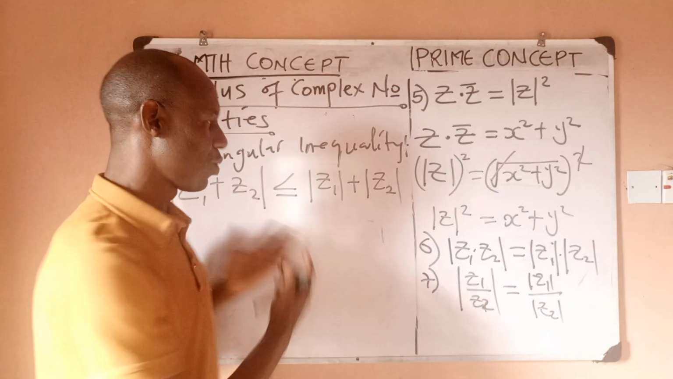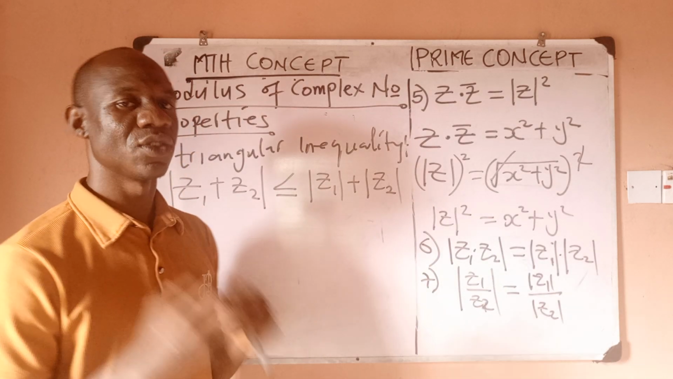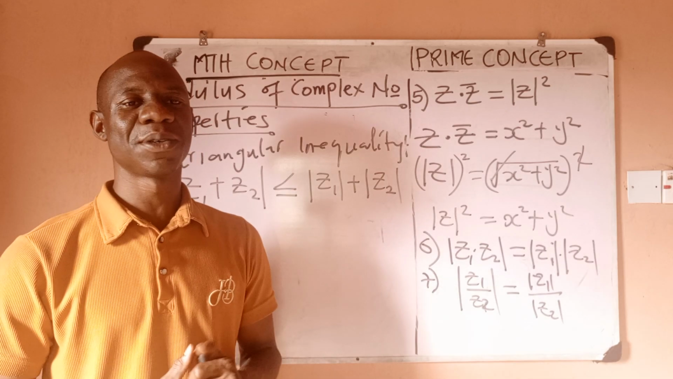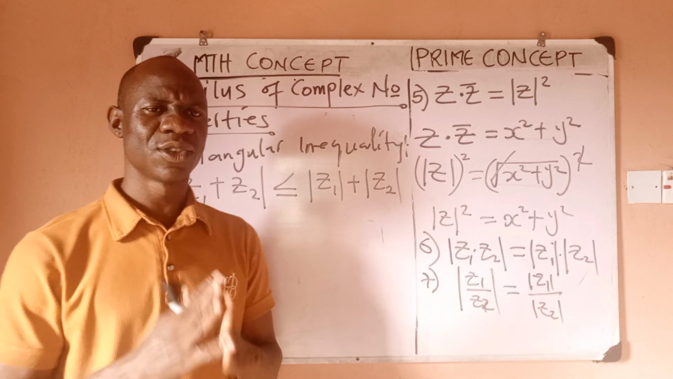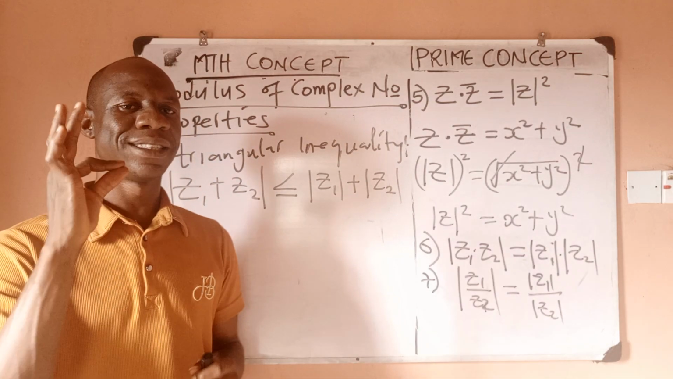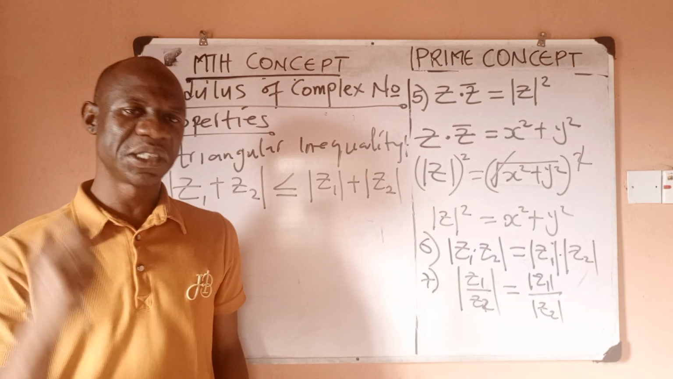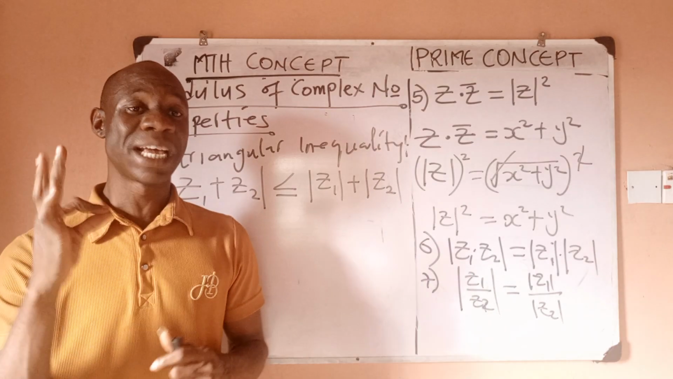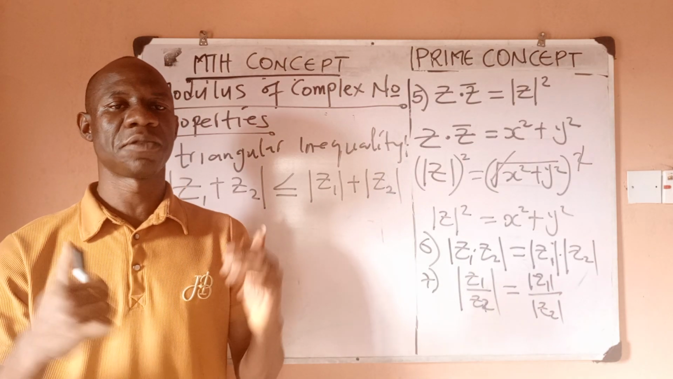So at this point, we are done with the properties. There are still more, but these basic ones you should know. In my next video, I'll be diving into principal arguments. I will let you know the two types of arguments we have. In this video, we just considered the ordinary argument. In my next video, I'll look into the principal argument of a complex number. We'll then look at De Moivre's theorem, very important, and the applications of De Moivre's theorem.